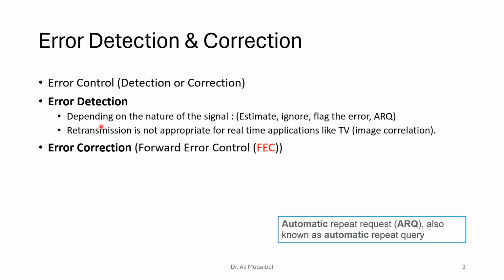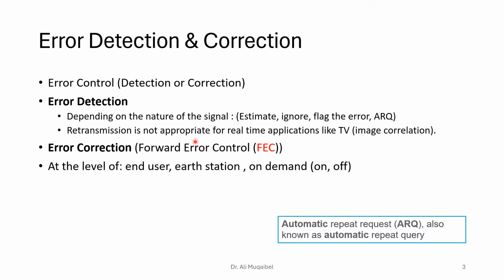Now, if you are looking at forward error correction or control, then it means we are doing error correction because we are forwarding the process to the receiver. So this is also usually abbreviated as FEC. We have error detection and error correction. We have error control in general, and we have forward error control. So if we say forward error control, we mean error correction.